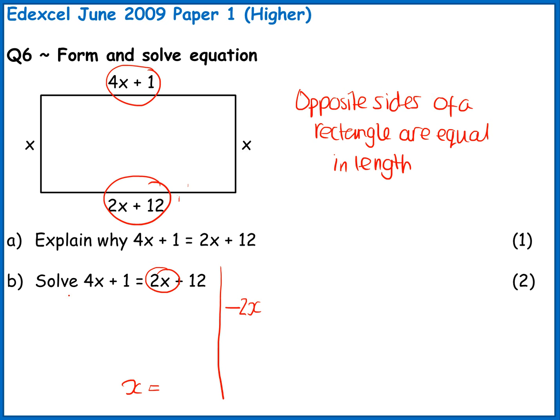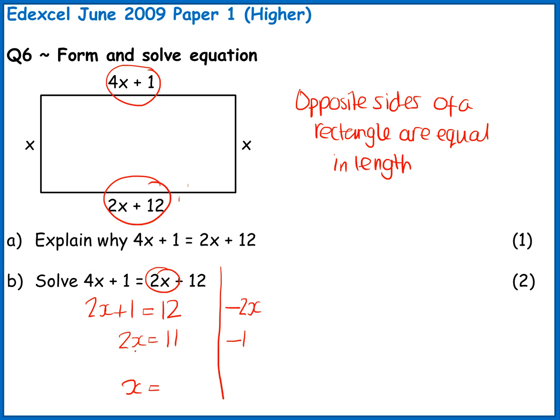making sure I do the same thing over here. So I've got 4x, take away 2x, that's going to be 2x. Still got that plus 1, and that equals 12. Next thing I need to do then is make it so I've just got x's on this side of the equation. So I need to get rid of that plus 1, so I'm going to subtract 1. Leaves me with 2x equals 12 minus 1 is 11.